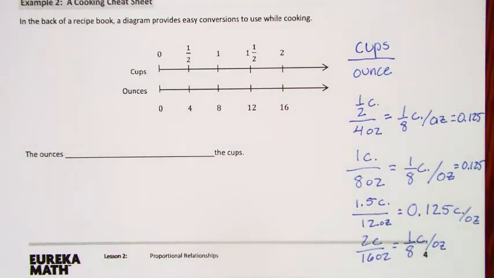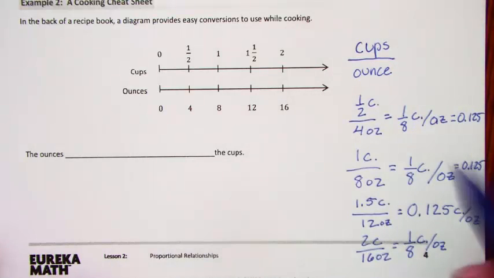Conversions are always proportional. That's what makes them a conversion. They're proportional relationships. If you're converting feet to inches, you're always going to have 12 inches in 1 foot. If you're converting yards to feet, you'll always have 3 feet in 1 yard. If you're converting hours to minutes, you'll always have 60 minutes in 1 hour.